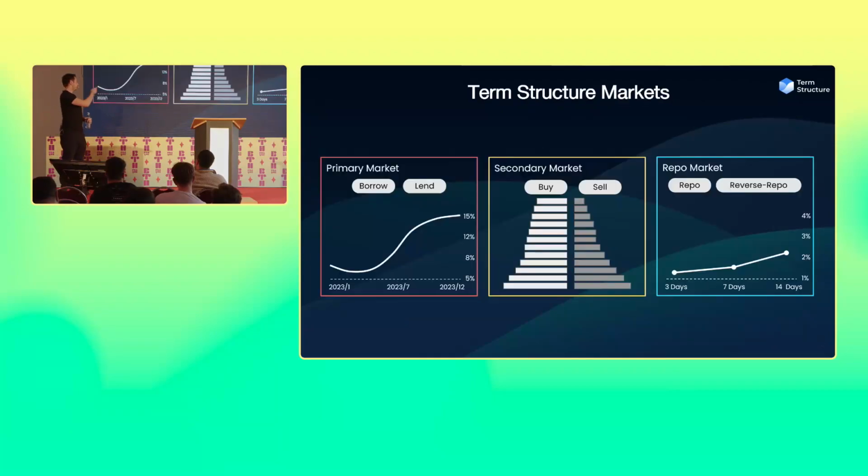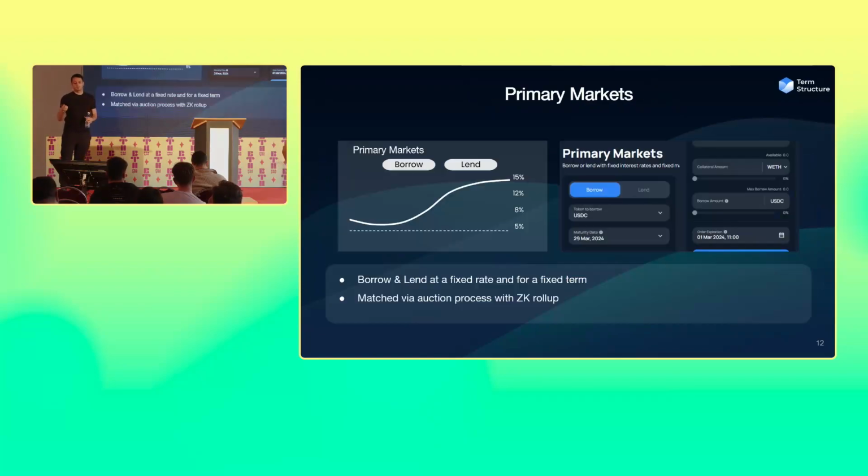And this is just a chart with the primary, secondary and repo markets. So I'm going to go into the primary markets first. So what are primary markets? Well, basically here, you can choose, for example, the token to borrow is USDC. You can choose between some maturity dates. These maturity dates are going to be standardized such that it can concentrate liquidity, such that liquidity is not fragmented in so many different places. So you're going to be able to go for a month and 2 months and 3 months and 6 months to start.